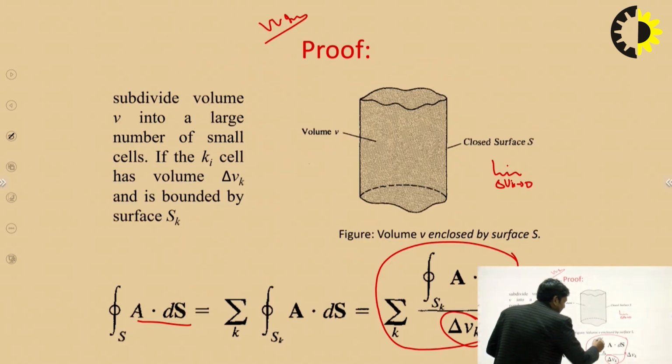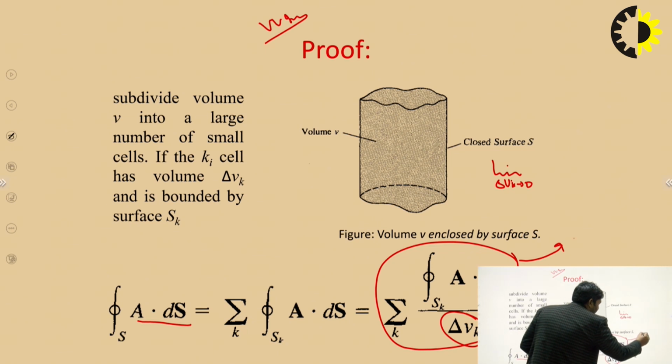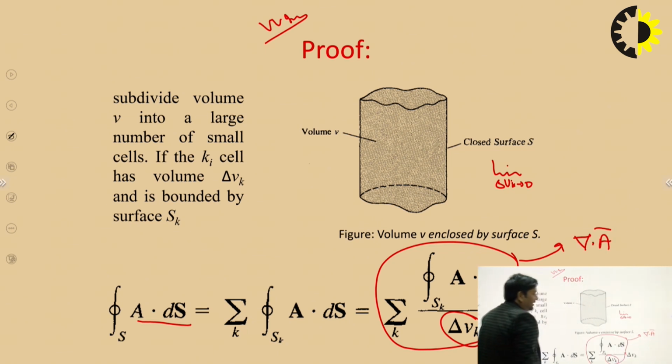This is the divergence of that particular vector. This shows the divergence of that particular A. This is the definition of divergence: the total outward flux per unit volume, where the volume shrinks about the point, with volume tending to 0. So that means this is the divergence.